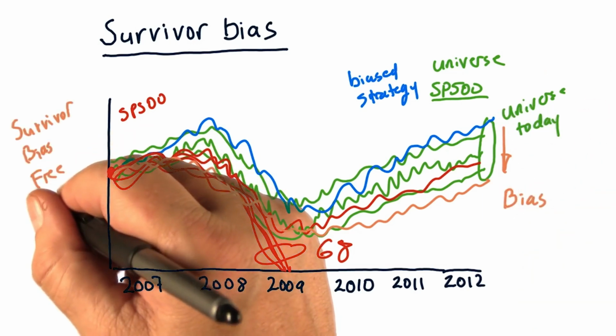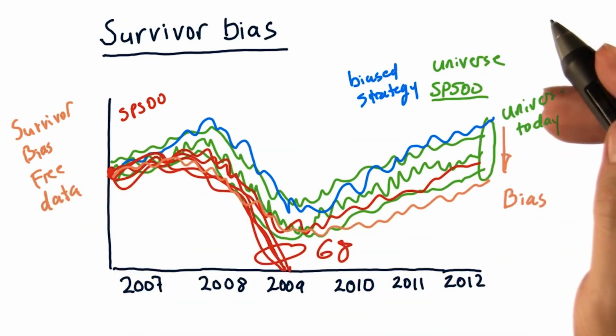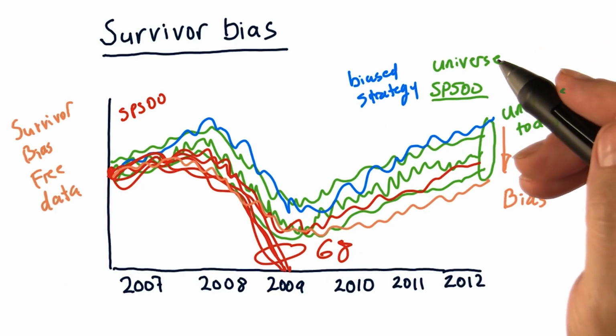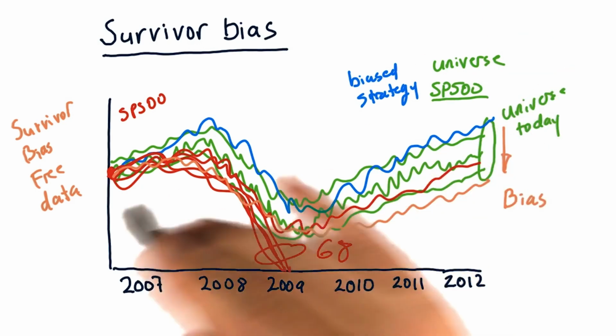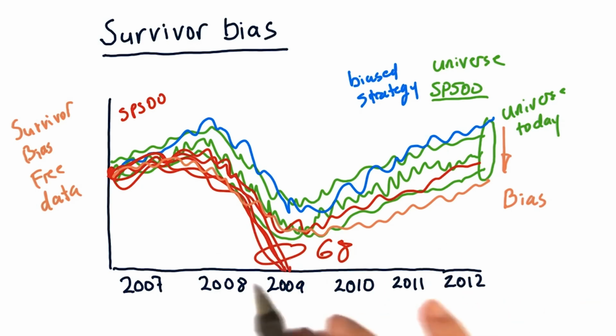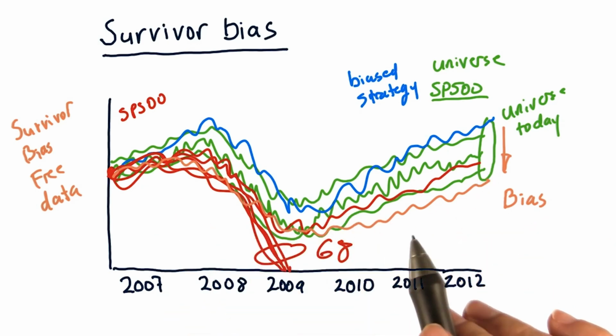The lesson learned is to use survivor bias-free data. And that's available from a number of providers. It's not usually free, but it's not necessarily that expensive either. But if you do that, you'll avoid this sort of false optimism for a strategy that you develop.